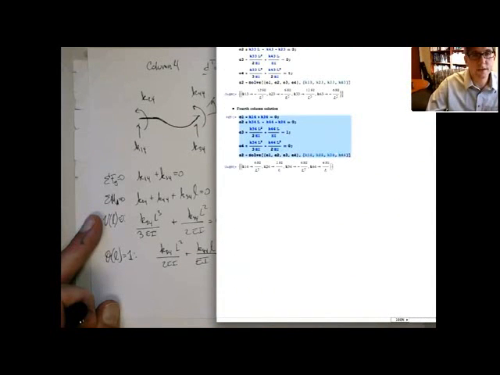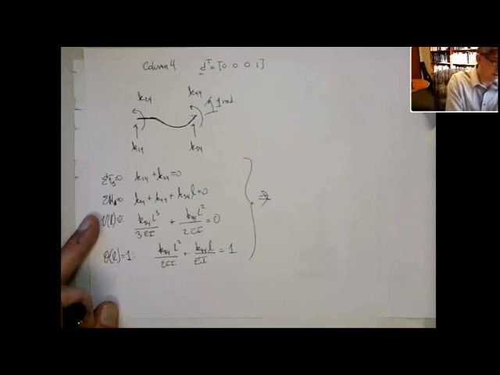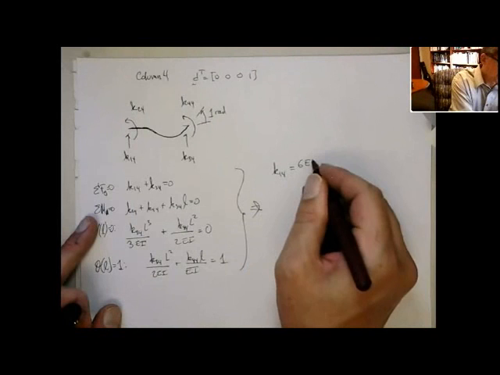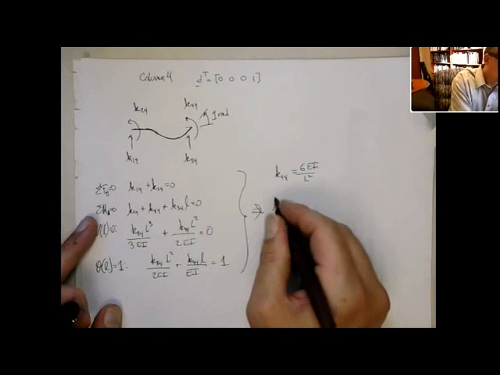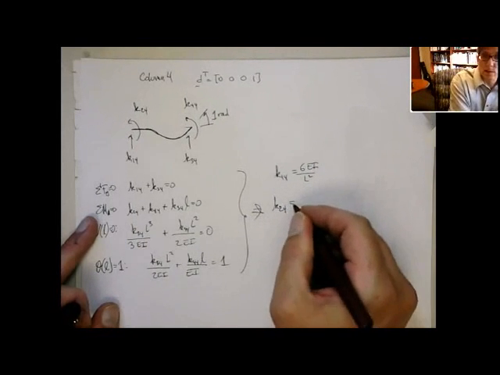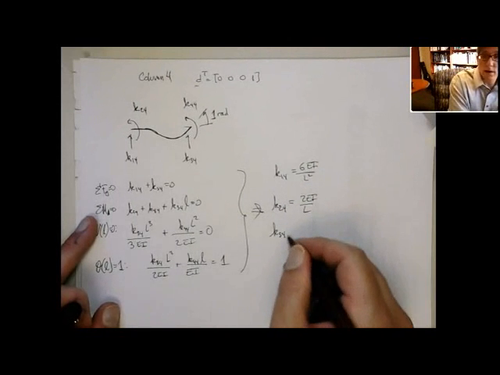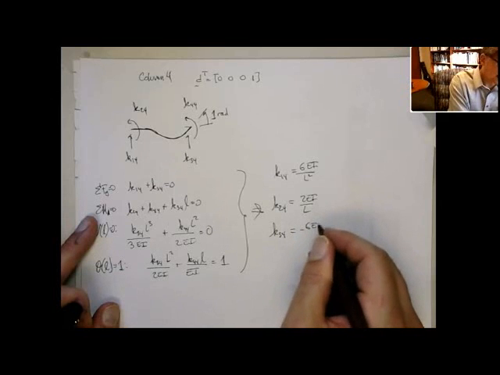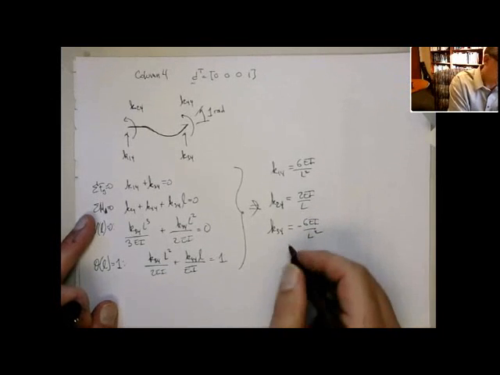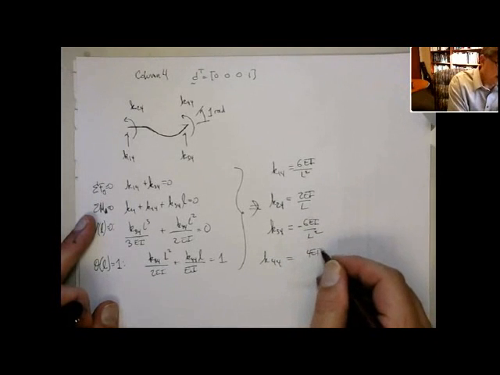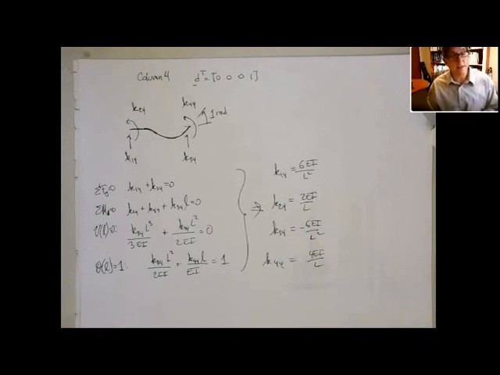That's the solution. And so that gives me, just to rewrite it, K14 is equal to 6EI on L squared. K24 is equal to 2EI on L. K34 is minus 6EI on L squared. And then finally K44 is 4EI on L. Okay, so that's all 4 by 4 elements, or 16 elements, for that stiffness matrix.